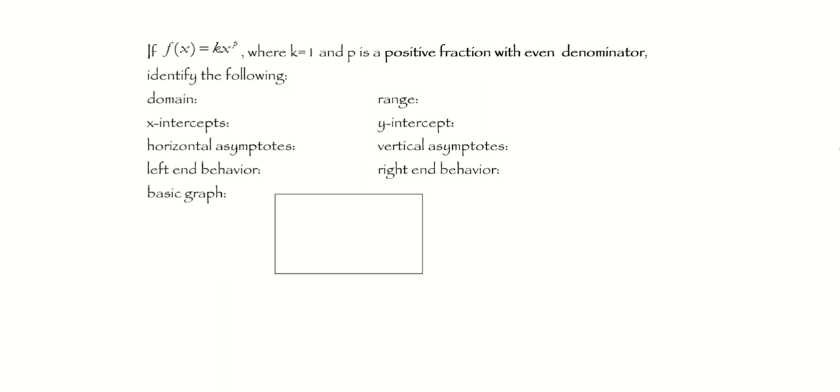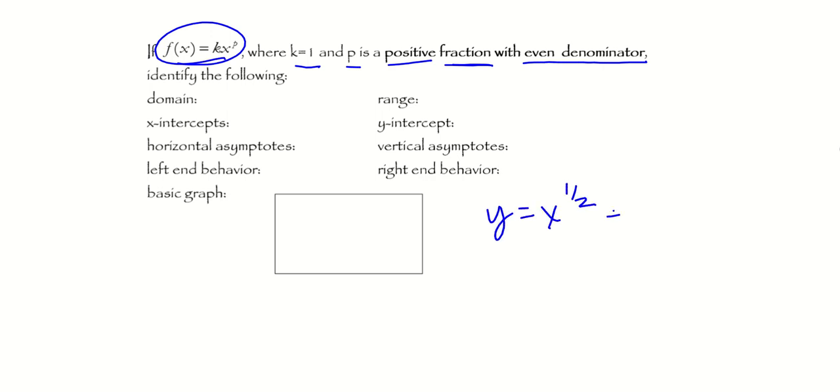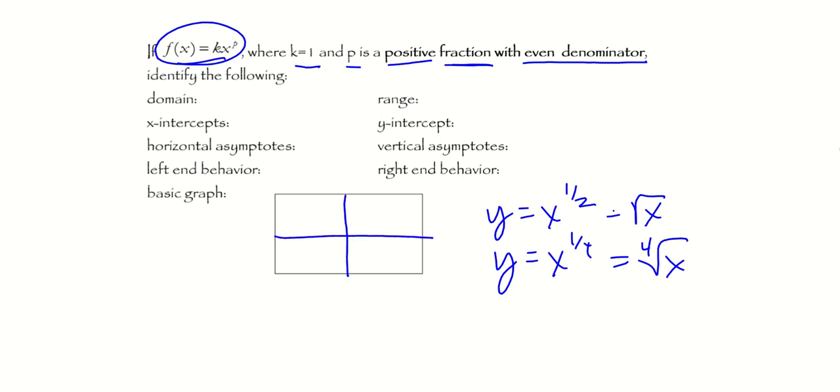All right, so let's summarize this. So here we're looking at functions that are power functions with k equal to 1, but this time our exponent is a positive fraction with an even denominator. So this would be like y equals x to the 1/2, which is the square root of x, or y equals x to the 1/4, which would be the fourth root of x. These graphs all have this shape that starts at the origin, because you can't have a negative under an even root, and just has one arm to it.